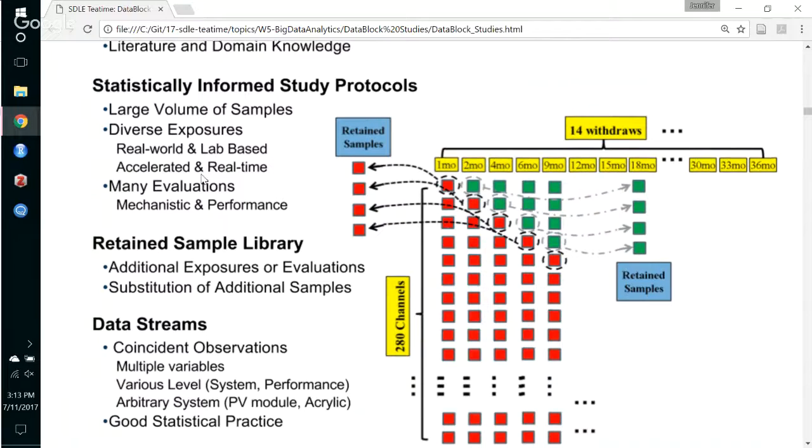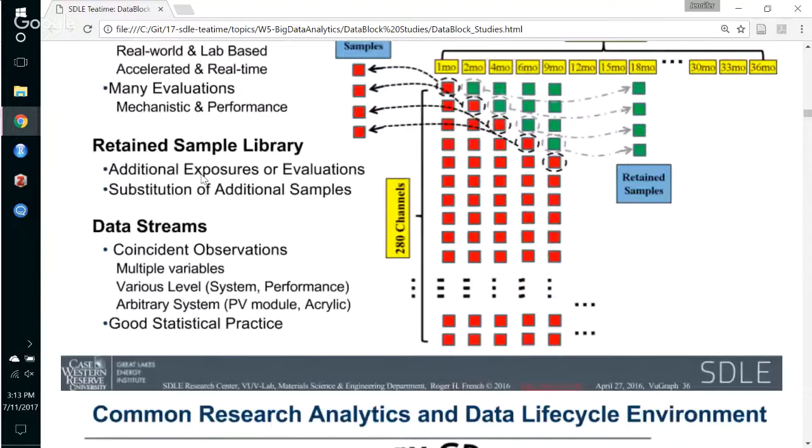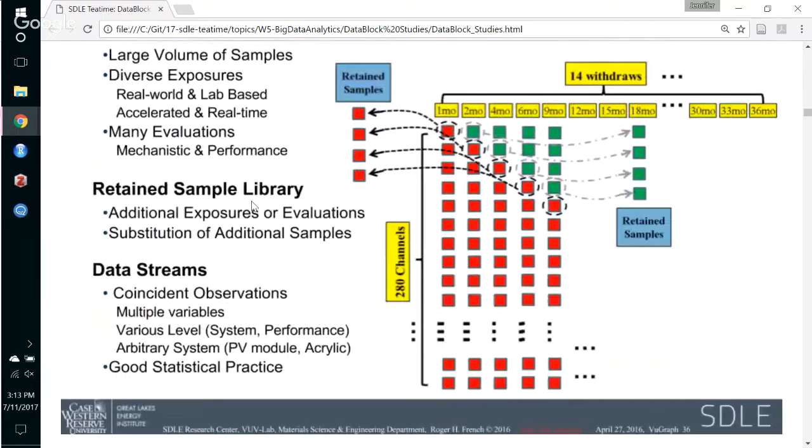And so all of this data is the fundamental basis for correlating this data relies on coincident observations. So we're taking observations of multiple variables at various levels at even and coincident steps during exposure.